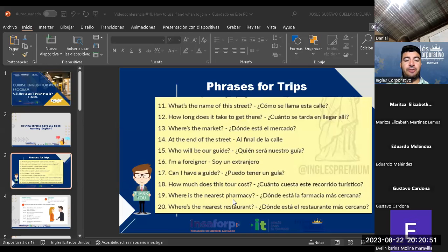Where is the nearest pharmacy? Where is the nearest restaurant? So you can use this phrase to ask for some other things. For example, where is the nearest supermarket? Where is the nearest park? Or where is the nearest police station? Okay, so this is a very common question, and it is kind of useful.